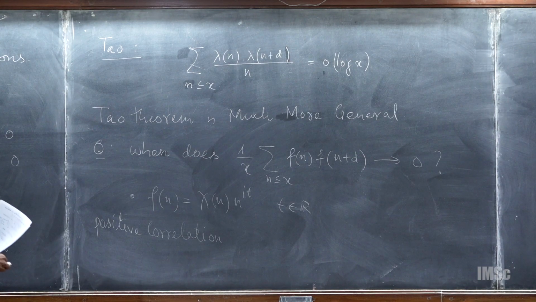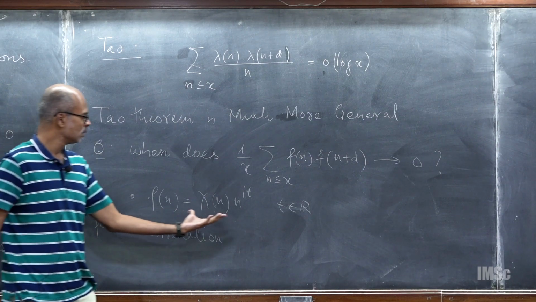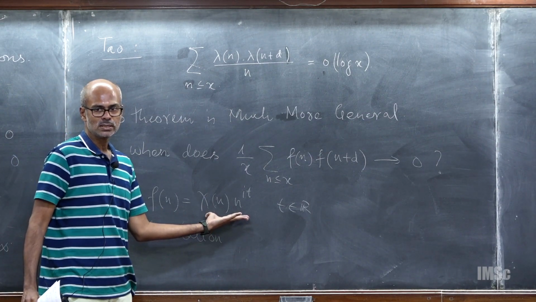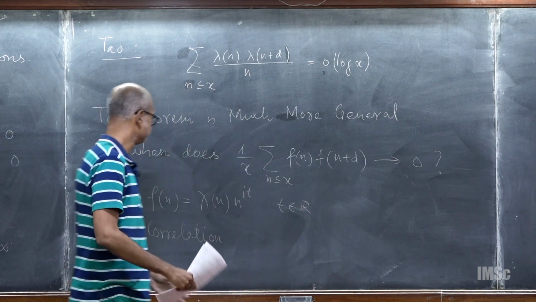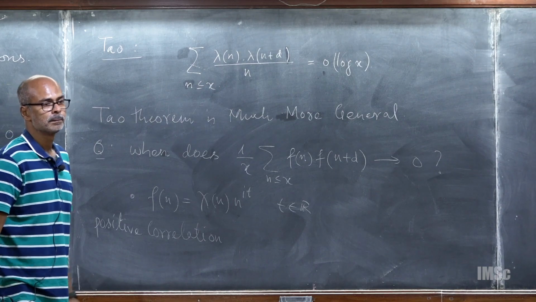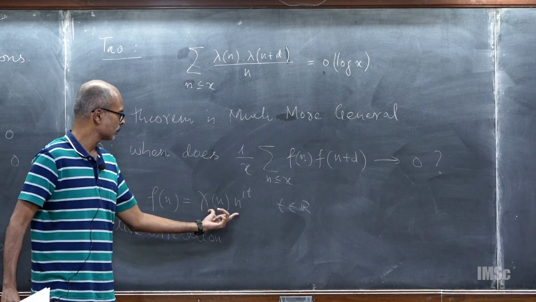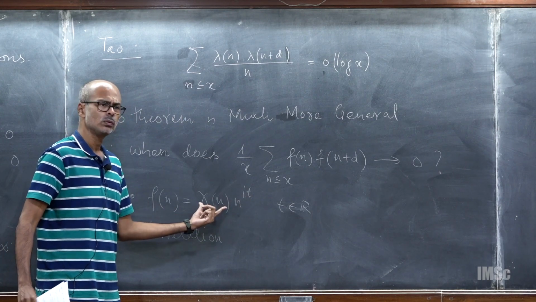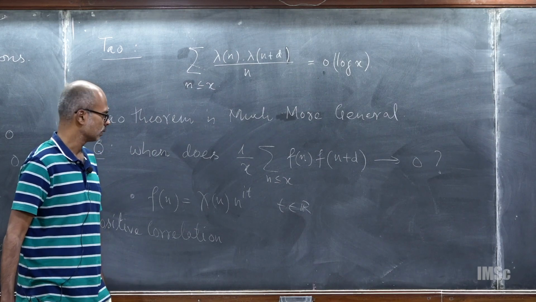And now what Tao proved is that if a function is not close to this, then this correlation goes to 0.